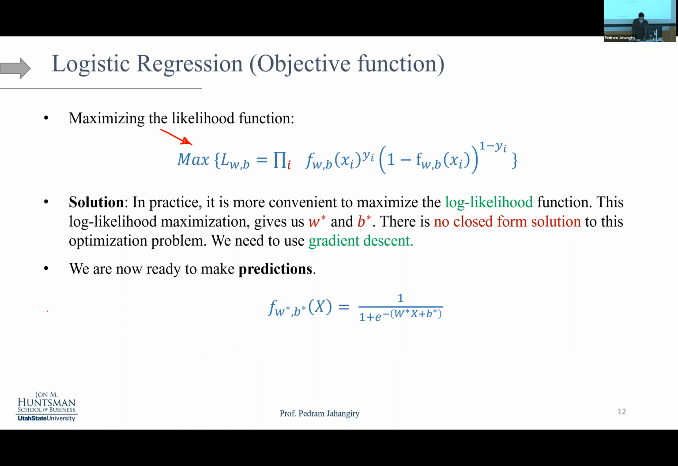Okay, so at the end of the day, we are now ready to make predictions. Again, we have W star, we have B star, so we come up with some predictions, 0.7, 0.6, 0.5, and then you set your threshold, and then you make some classification out of that.